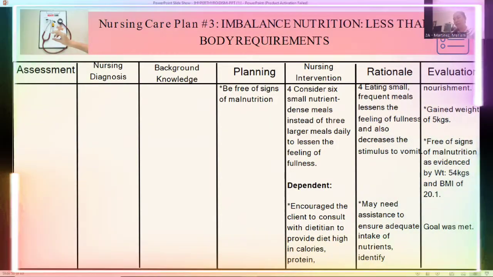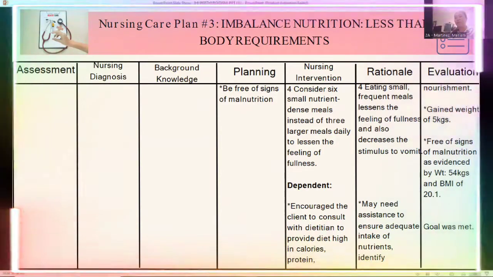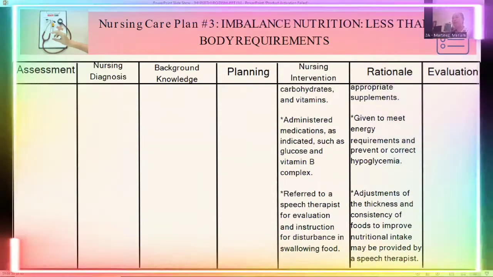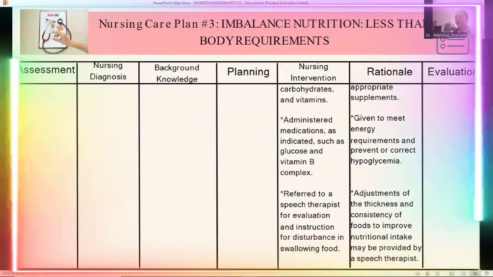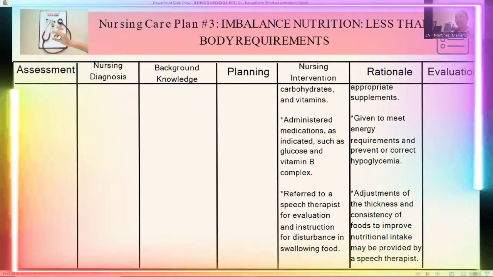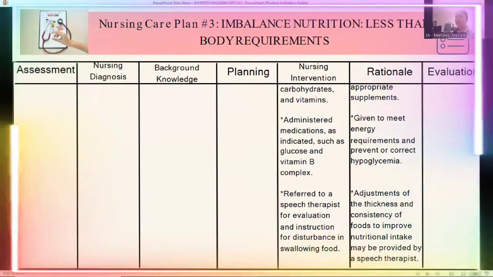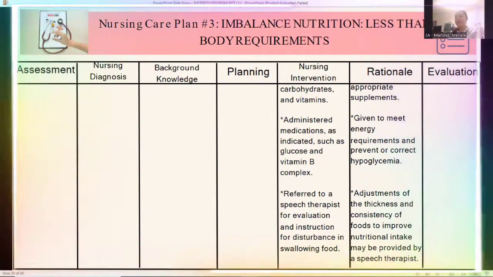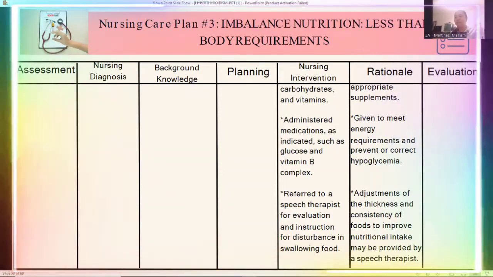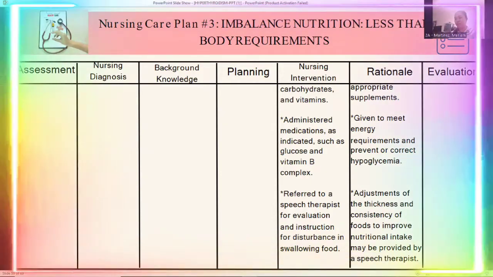And then for our dependent nursing interventions, we encourage the client to consult with a dietitian to provide a diet high in calories, protein, carbohydrates, and vitamins, because she may need assistance to ensure adequate intake of nutrients and to identify appropriate supplements. And then we administer medications as indicated, such as glucose and vitamin B complex, given to meet energy requirements and prevent or correct the hypoglycemia.